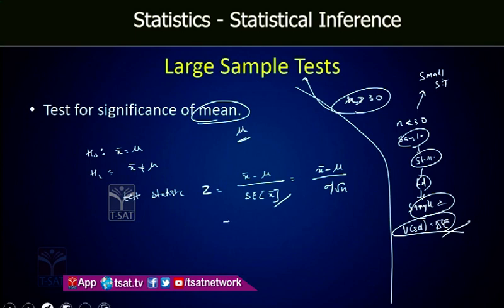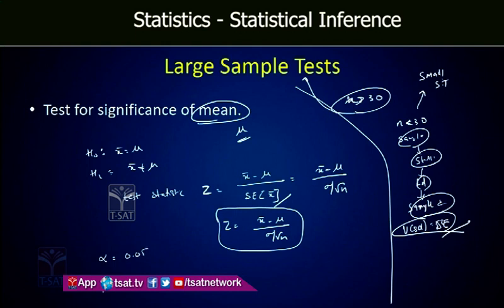Now z statistic will become x bar minus mu by sigma by root n, which is used to test the significance of the mean in a large sample test. Now alpha is also fixed here. Let us consider 0.05. By default we consider alpha as 0.05. That means we will allow 5 percent possible wrong decisions.